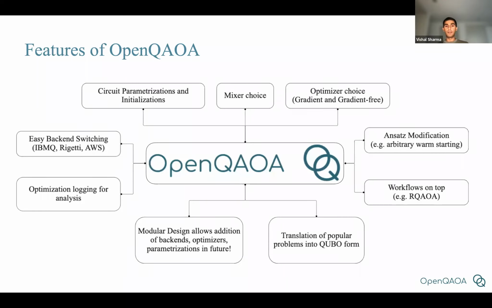Since I already described that this is a modular design, that means we can easily add more backends, more optimizers, more parameterizations in the future. For example, if tomorrow some cool quantum computer comes on the market, we can easily add it as one of the backends on OpenQAOA. And as I already said, there's easy backend switching. Going from IBM Q to Rigetti is literally just one line of code that you have to change.